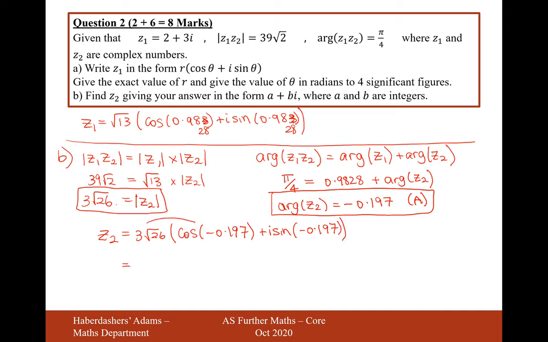So now what I'll do is I'll expand the brackets. So I'm going to do 3 root 26 times cos of the value a. So 3 root 26 times cos of a. And that gives me 15 exactly. You might not get 15 exactly if you haven't used the exact value of minus 0.197, because it is a decimal that carries on and on and on. You try and use the exact value of that if you can. And then expand the 3 root 26 with sine, and you'll get minus 3. So it's 15 minus 3i, where a is equal to 15, and b is equal to minus 3.